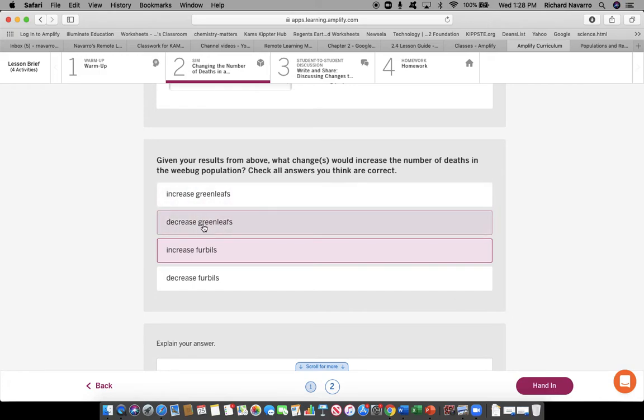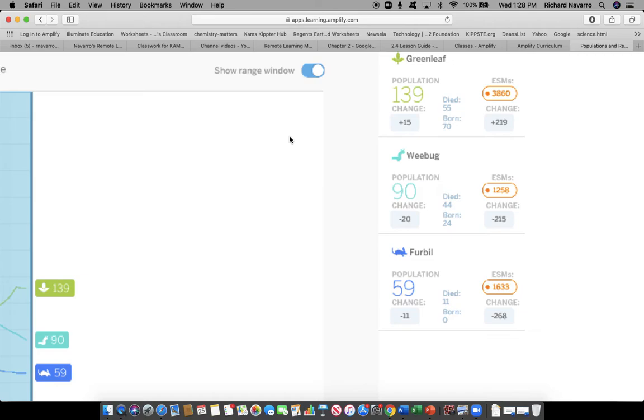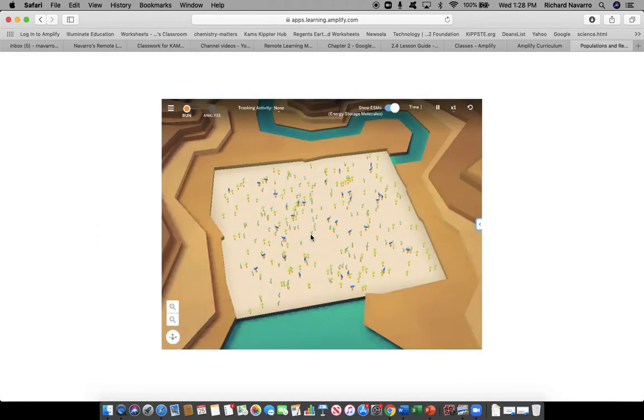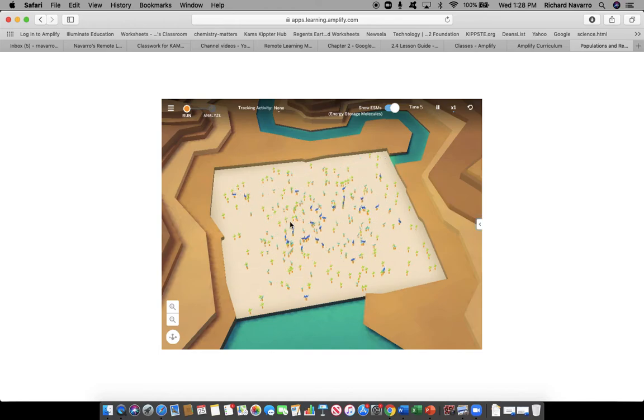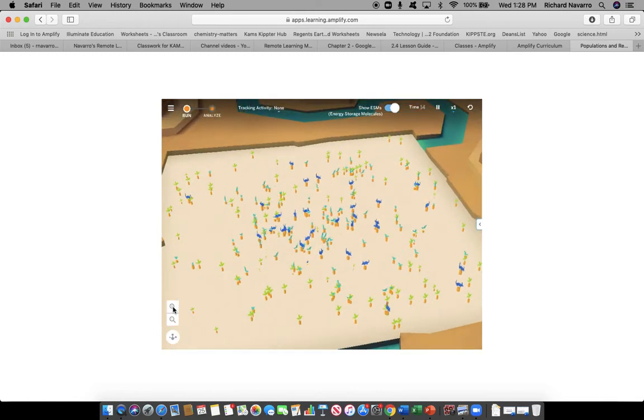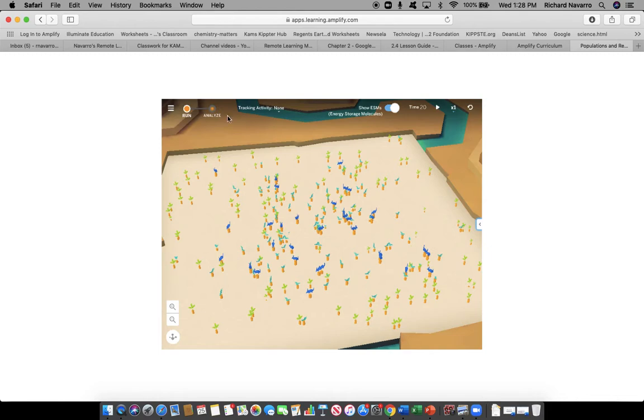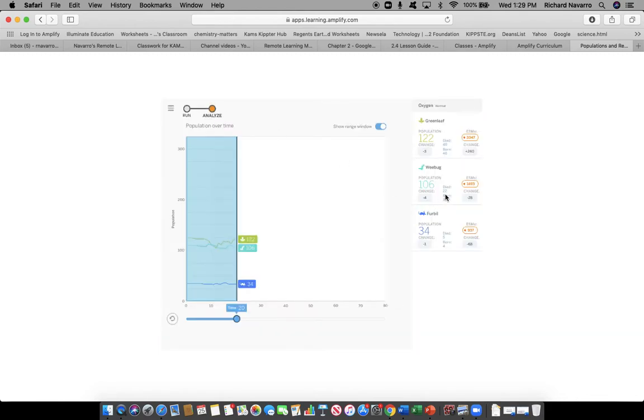However, what if we were to decrease the wee bug population's food supply? Would that also increase the number of deaths of wee bugs? Let's try that. So we know that in a 20-second time frame, on average, the wee bugs die at a rate of about 22.